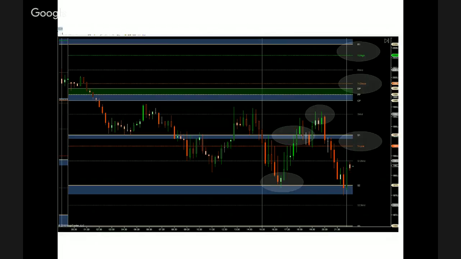So this is the mid-level between the pivot, the main pivot, and the first support level. And you can see there's a meaningful resistance in this area. And so the price basically gravitates back down to the second support level. And that is very often the low of the day, of the session.